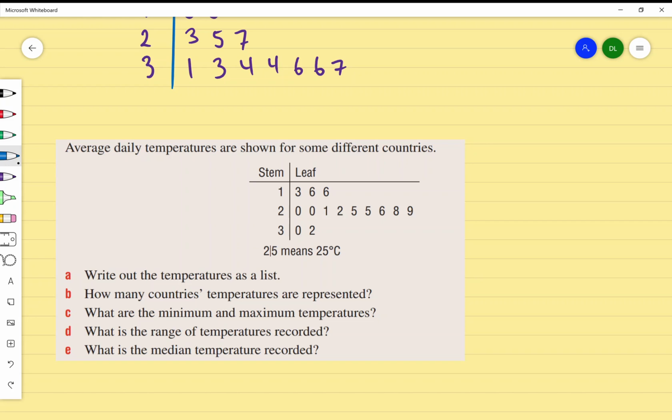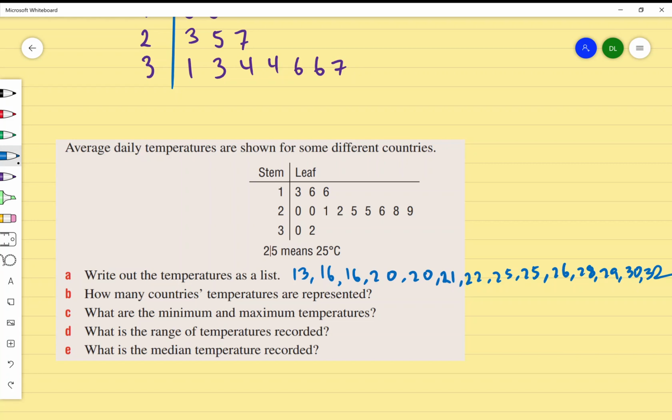Now the first question says to write out the temperatures as a list, sorry. So I'm going to write that out by writing 13, that's our first number. 16, remember it's not just 6 by itself, it's 16. Another 16, 20, another 20, 21, 22, 25, 25, 26, 28, 29, 30, and 32. Remember not to fall into the trap of writing just the number in the leaf because that's not correct. Awesome. So we've got that.